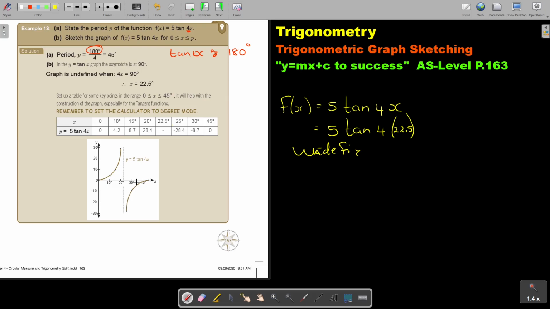And then you plot your points. It's always very important, especially with these graphs, that you remember how a normal tan x graph looks, how a normal sin x graph looks, and how a normal cosine x graph looks, because the basic form stays the same. It can just be stretched out, or compressed a little bit, or shifted up or shifted down.